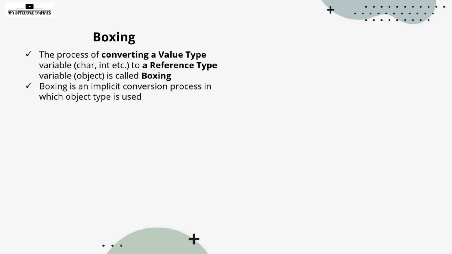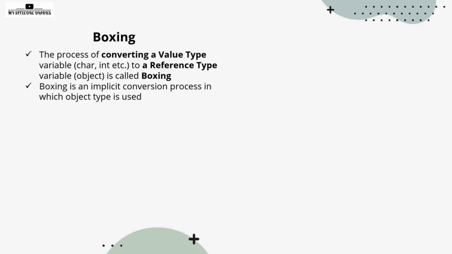Boxing, the process of converting a value type variable like character, integer, etc. to a reference type variable like object, is called boxing. Now what is value type, what is reference type, we have a separate video on that, and I will give you that video link at the end of this video.